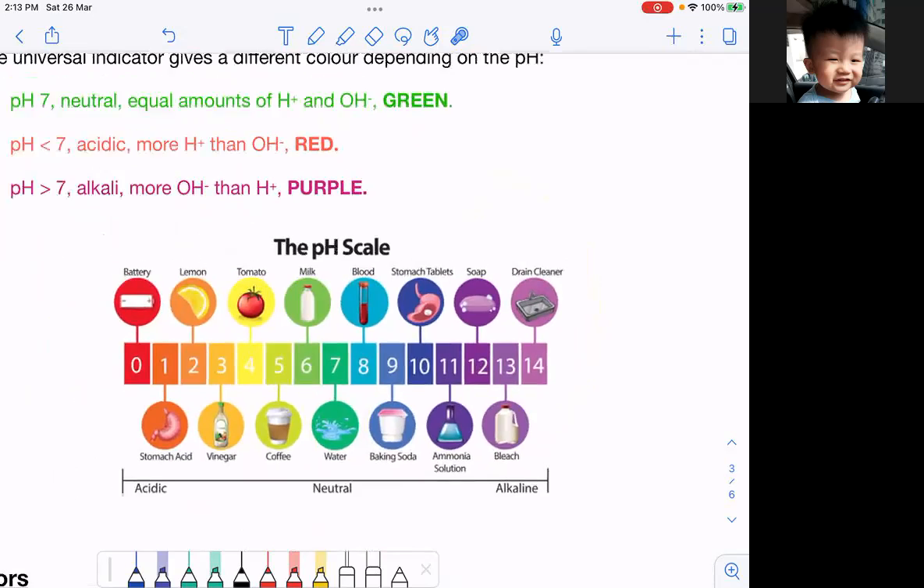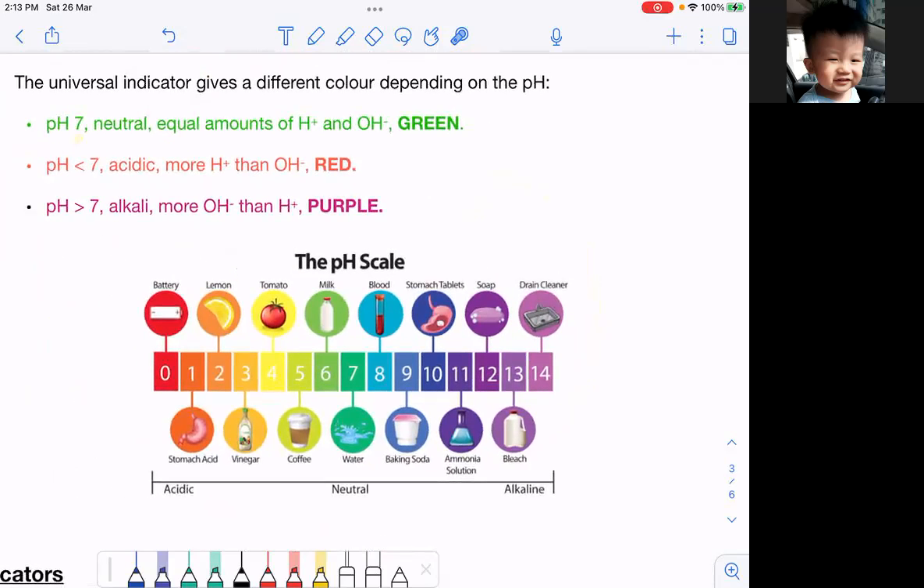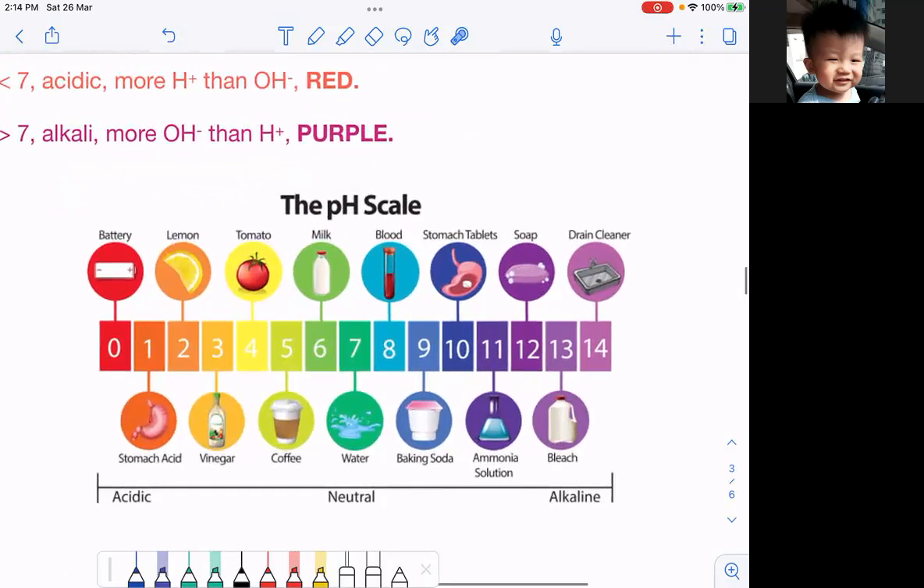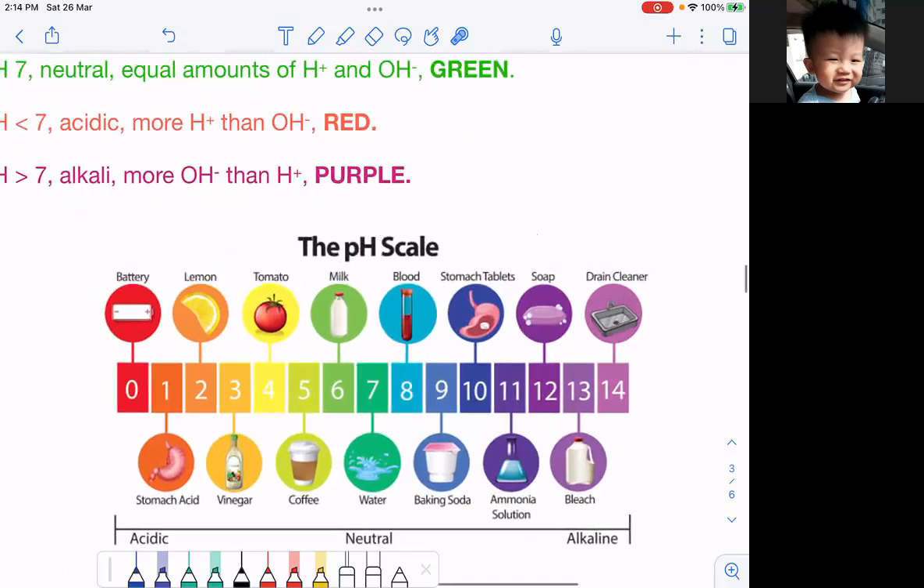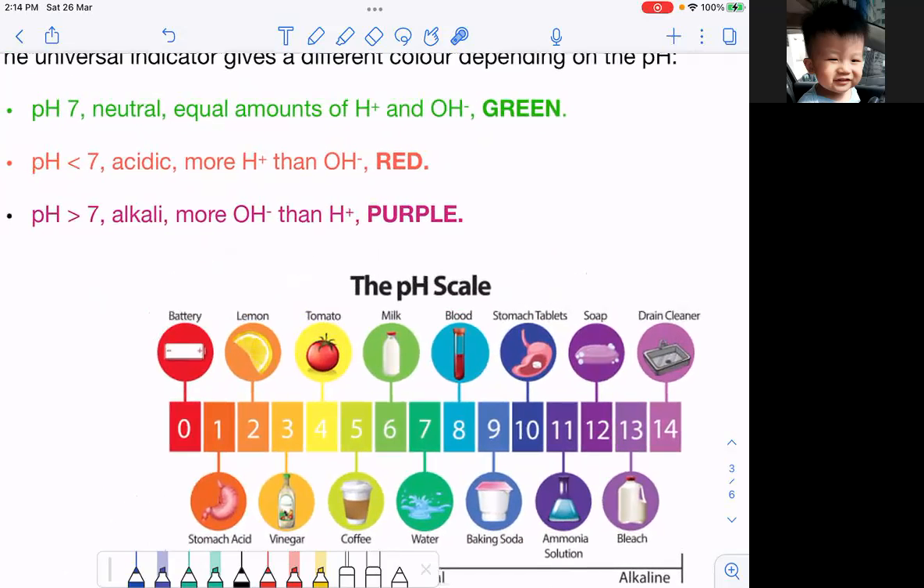So how do you remember? 7 is in the middle, 7 is neutral, so there must be the same H plus and OH minus. Anything less than 7 is considered acidic. So pH 6, milk is actually, I didn't know this also, but once I see this table, we can say that milk is a little bit acidic. Baking soda is a little bit alkaline. So it's just comparison. 7 is the benchmark. Less than 7 is acidic, more than 7 is alkaline. We are always comparing whether I have more H plus or more OH minus. Because we must remember H plus is what makes acid acidic, and OH minus is what makes alkaline.